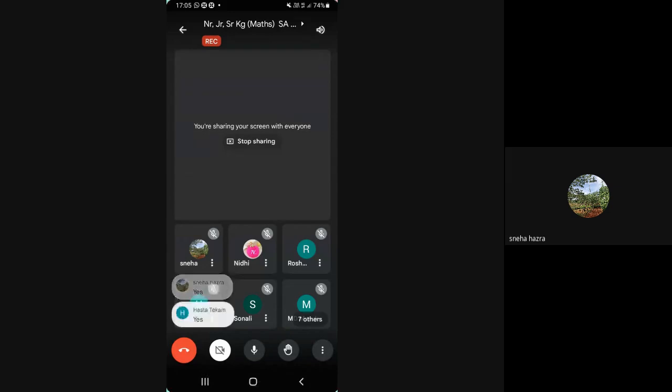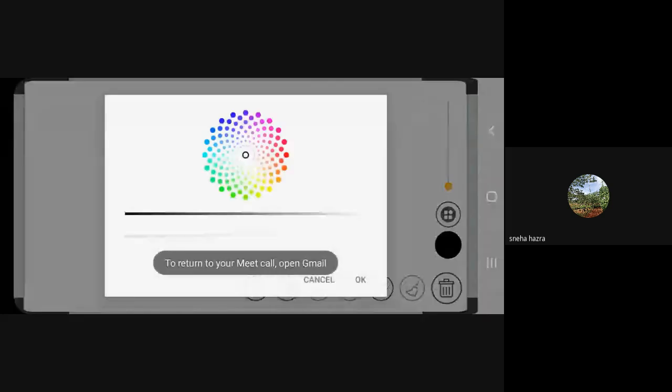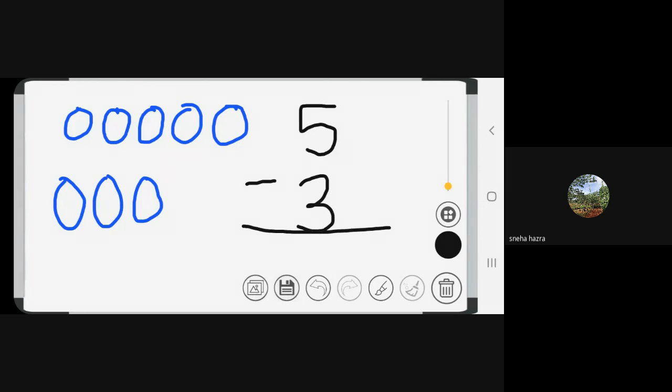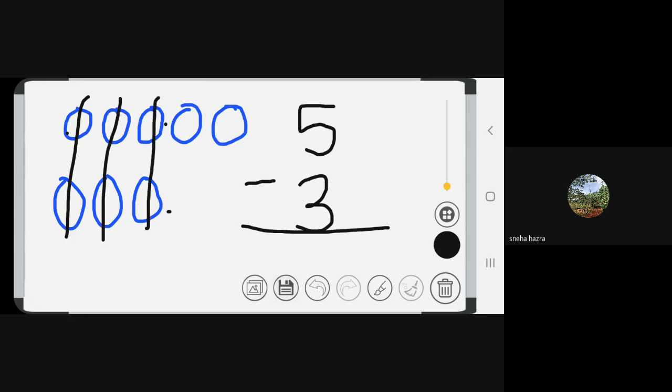Okay. A whiteboard. First, I'm going to draw some objects like circles. 1, 2, 3, 4, 5. And here I'll draw 1, 2, 3. It's 5. Subtraction ki sign ye hai. And 3. Okay, so 5 subtract 3. Ye 3 jo circles hai wo hume subtract karne hai 5 mein se. So we will subtract it like this. 1, 2, 3. How many left? It is 1 and 2. Here we will write a 2.